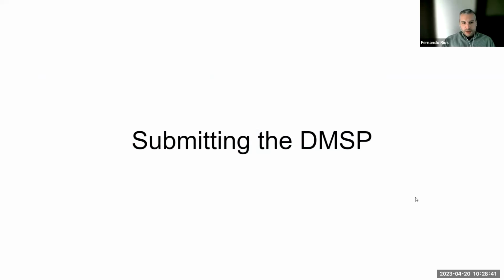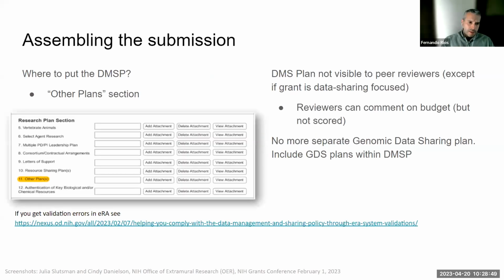Okay, so now I'm going to talk a little bit about, once we have prepared the budget and the DMSP, where to actually submit it in the system. The DMSP itself goes into the research plan section under other plans as an attachment. And like was mentioned previously, the DMS plan, while it is reviewed by the ICO, is not going to be visible to peer reviewers in most cases. However, the thing that peer reviewers can see and comment on is the budget and the budget justification.